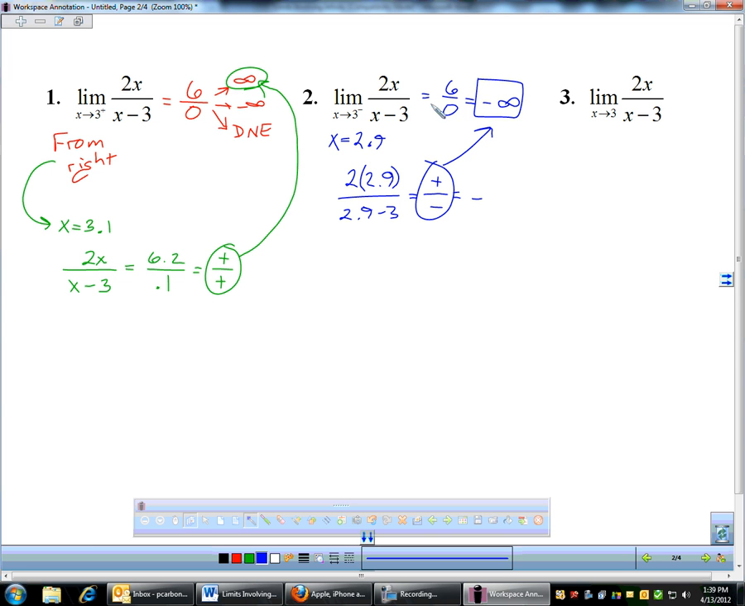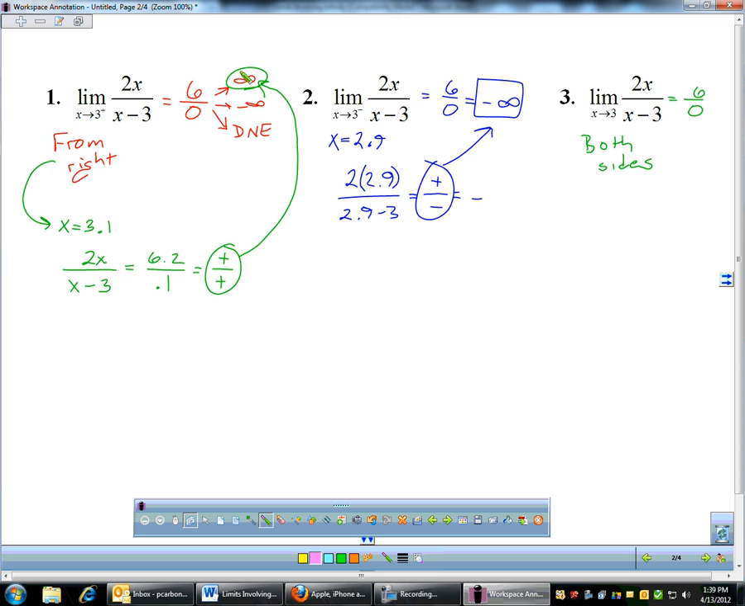Number 1 approached positive infinity, number 2 approached negative infinity. Now number 3, notice it's the exact same function, approaching 3 still, so if I plug in, I get 6 divided by 0. But this one didn't specify a side. It just says x approaches 3, which means I have to look at both sides. Well, I've kind of walked you through number 3 already, because in numbers 1 and 2, I've already done the right and the left. If you look at the right and the left, the answers are positive infinity and negative infinity. Those are different. Since those are two different answers, left and right sides are different, that means this limit does not exist.